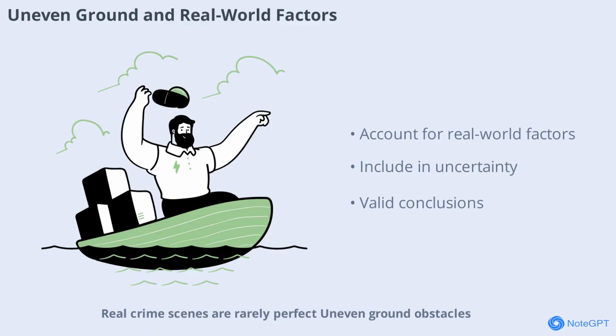Real crime scenes are rarely perfect. Uneven ground, obstacles, and environmental factors can all affect projectile motion. Forensic experts must account for these variables and include them in their uncertainty estimates, ensuring that their conclusions remain valid even in less than ideal conditions.